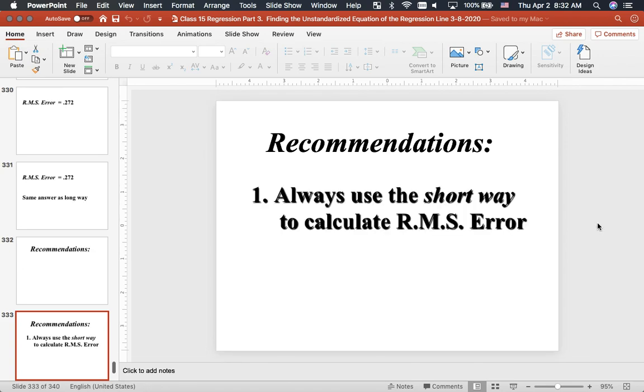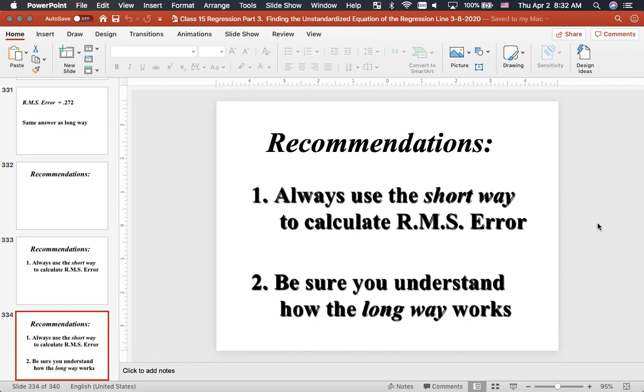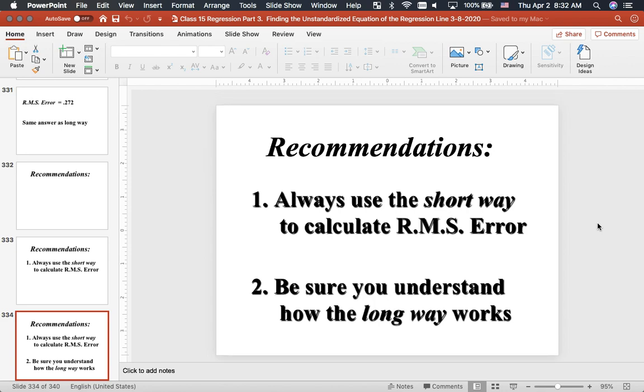So we always recommend use the short way. There's no reason you should do the long way. You can do the short way, much easier. But you should understand what is happening in the background. So you should understand the long way and why it works.